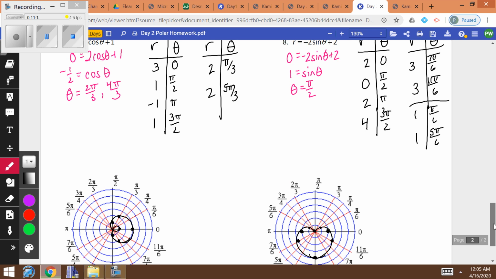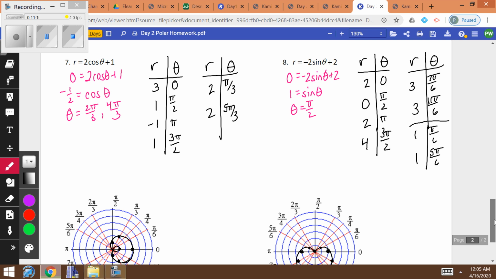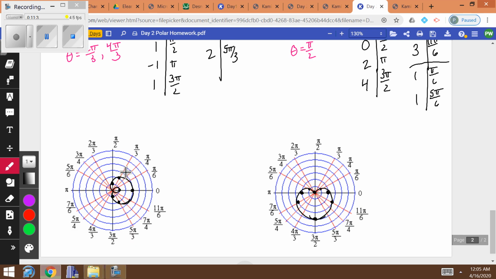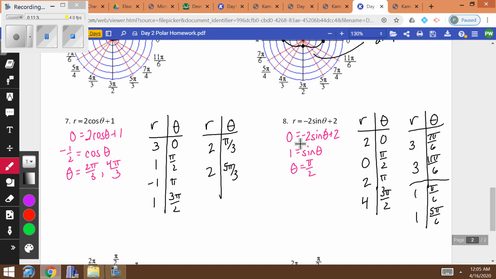Pick those 4 points, substitute them in. Again, I chose the pi over 3s because that's where the cosine is 1/2. Notice this one I did not choose 2 pi over 3 or 4 pi over 3 because we know that would give us 0. That's where it goes through the pole. But we can get a couple of those other points in there to get a better shape to our limacon. Last one, notice it has one place where r equals 0, so it crosses through the pole just at pi over 2.